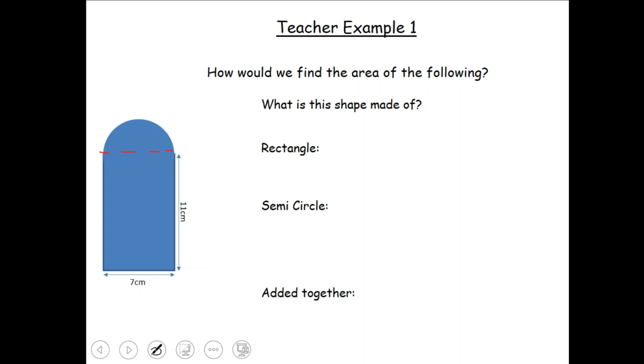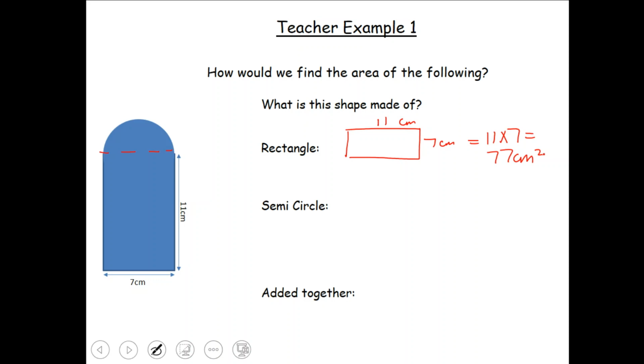This question needs to be split into three parts to work out the total area, okay? So first we'll work out the area of the rectangle. So if we draw out the rectangle, area of the rectangle is 11 times by 7, which is 77 centimeters squared. Now we've got a semicircle.